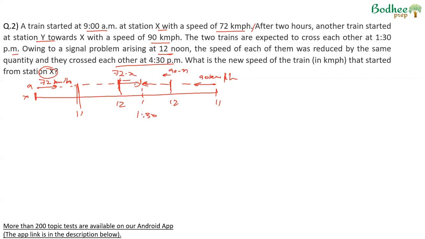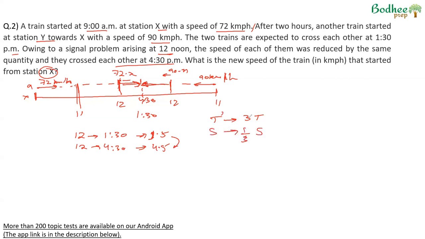And therefore, the meeting actually happens at 4:30. They were supposed to meet at 1:30, they met at 4:30. Now, from 12 to 1:30, time is 1.5 hours. From 12 to 4:30, time is 4.5 hours. So we can say that time taken to meet is 3 times of what should have been taken. And therefore, the speed becomes one-third of what it was initially.